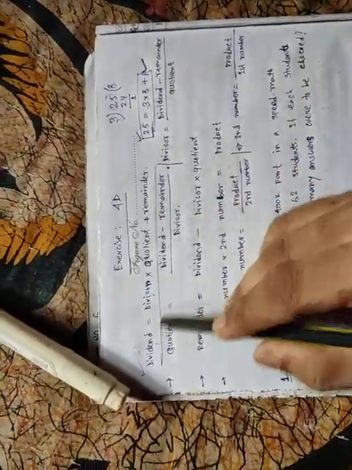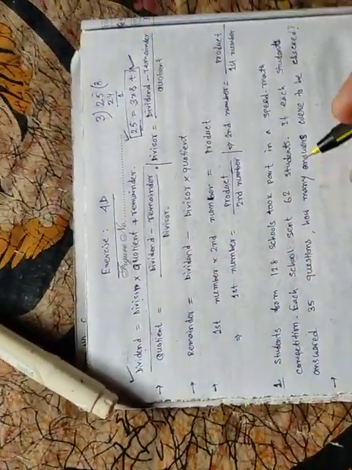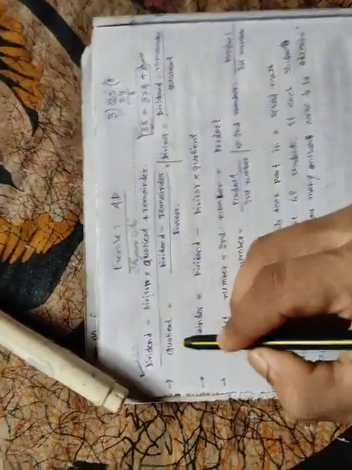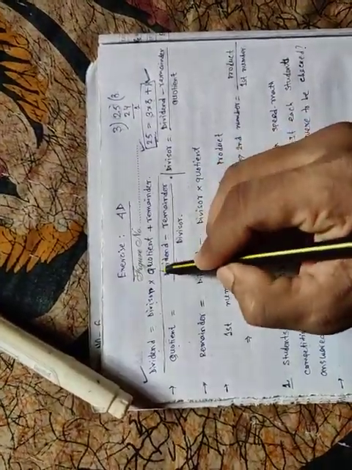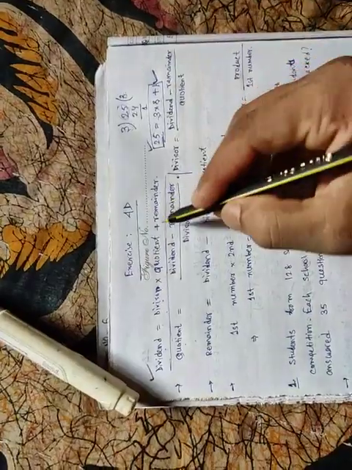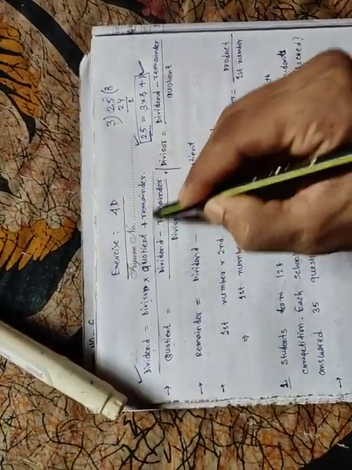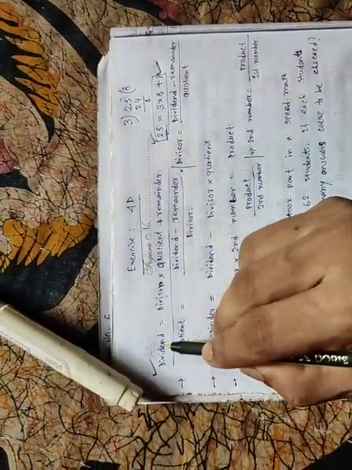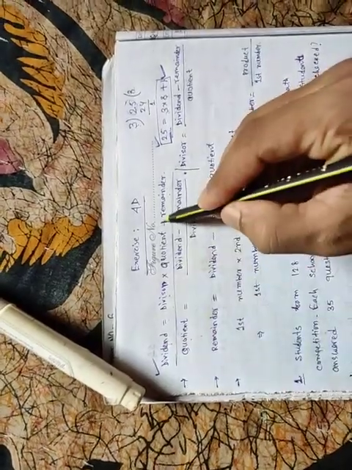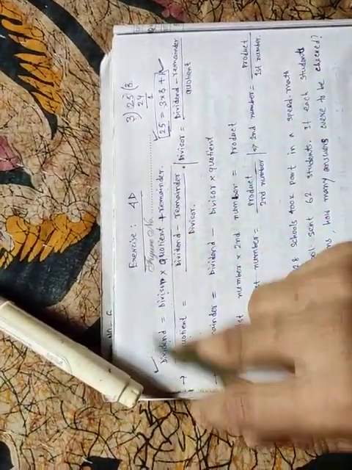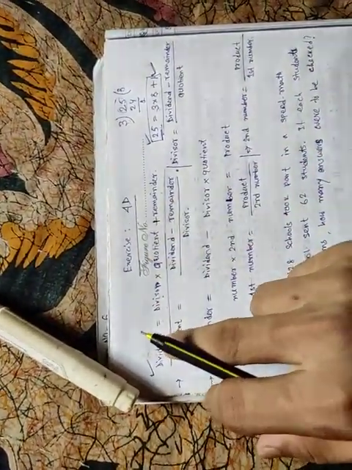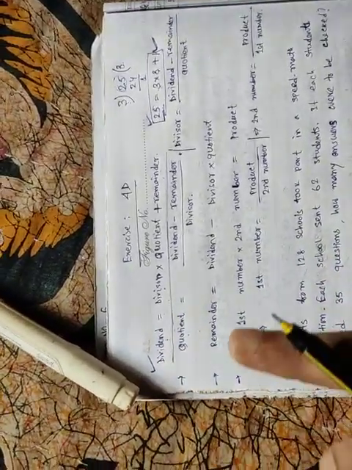Now from this formula we can create another formula, like for the quotient. If we want to find quotient from this formula, then at first we have to change remainder from right side to left side. Here it is positive, so if it comes to the left side, then it will be negative. One thing you remember.